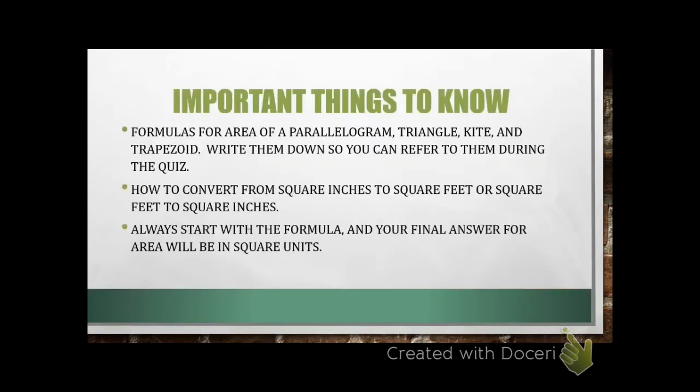There's just a couple things that you need to remember. Number one, you need to know the formulas for the area of a parallelogram, triangle, kite, and trapezoid. Write them down. Have them on a piece of paper so you can refer to them during the quiz. That way you won't get confused. And then you need to know how to convert from square inches to square feet or square feet to square inches. I'm going to cover that in a little more detail in this video, so hopefully you have a better understanding of it. And don't forget to always start with the formula, and your final answer will always be in square units.